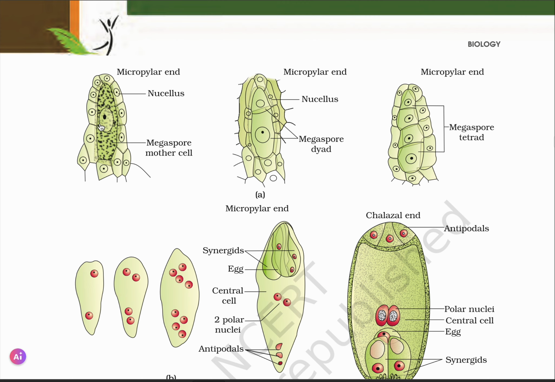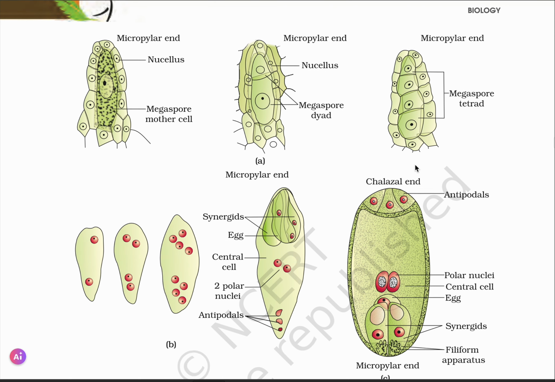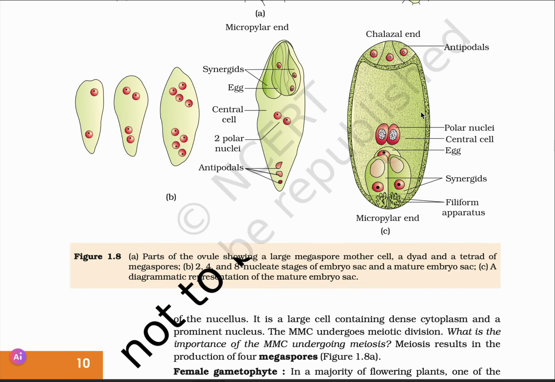So let's get to it. Look, here we have the nucellus. This is the micropylar end, this is the chalazal end, and this is the megaspore mother cell over here. It contains the nucleus over here. Now the division has taken place. We have a 4-megaspore tetrad, out of which only one remains while the other 3 degenerate.